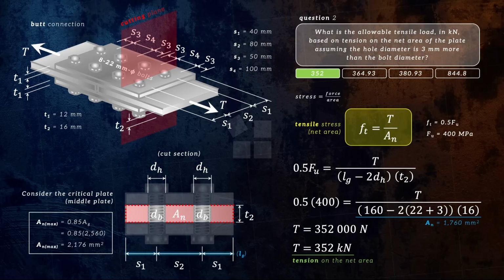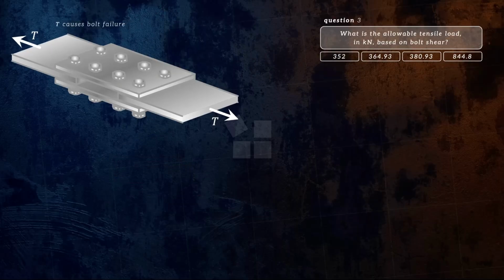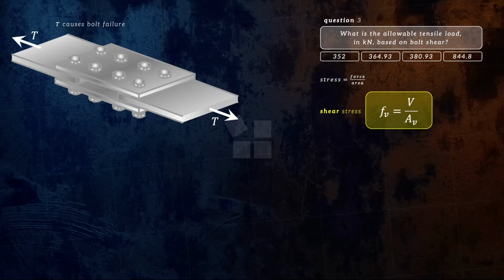Now, let us consider if the tensile load T acts in such a way that our middle plates would behave like this. Because for the next question, we are asked still for the allowable tensile load, but based now on bolt shear. Therefore, T would cause bolt failure at our connection. Still, the same concept, stress is equal to force over area, will be used for this question because our formula in solving this question would be this.